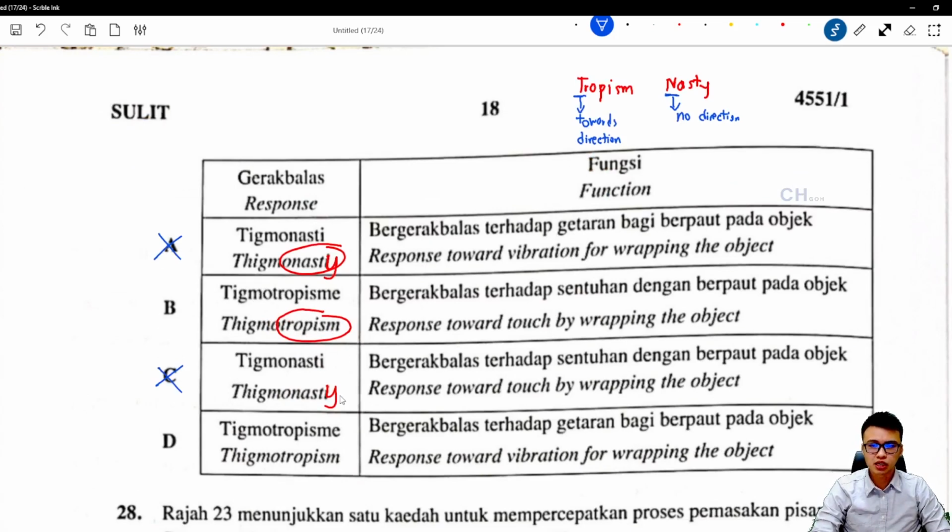So left B and D. Let's look at the functions here. Respond towards touch by wrapping the object. Respond towards vibration by wrapping the object. So the tendril is going to touch the wooden stick, and then only it will wrap on the object. So supposedly it will respond towards the touch. Answer should be B.